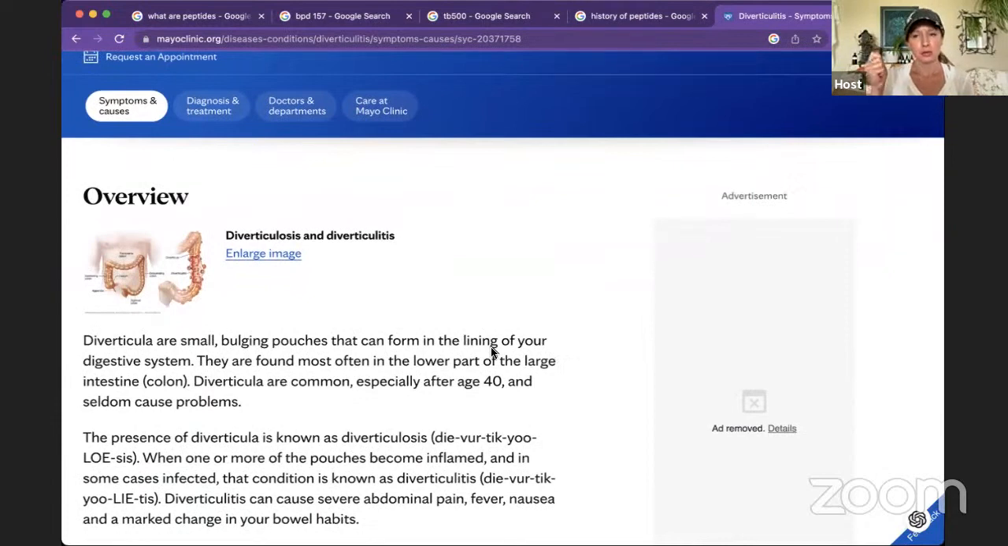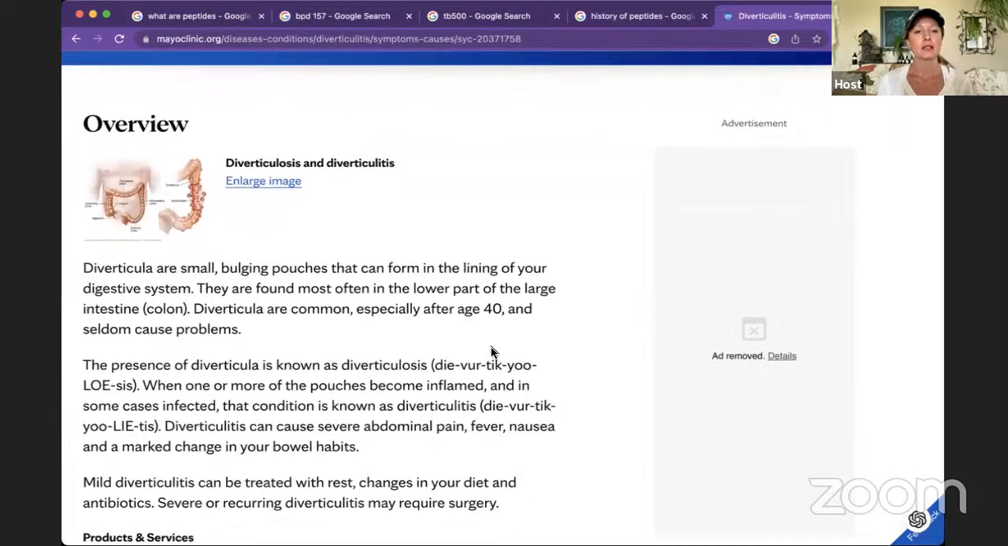So get your voice memo ready to record. And so if you don't know what diverticulitis is, or diverticulosis, diverticula are small, bulging pouches that can form in the lining of your digestive system. They are found most often in the lower part of the large intestine, also called the colon. Diverticula are common, especially after age 40, and seldom cause problems.